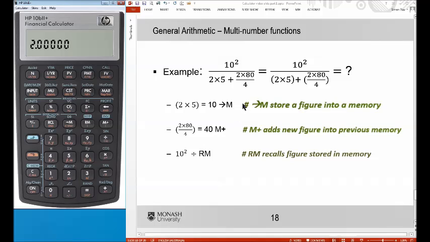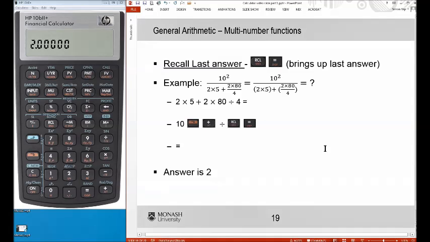And please also note that the denominator can actually be computed in one go for the same reason, because the calculator is set to be in algebraic mode. If you are in chain mode, you cannot solve the denominator in one go. I have shown you the way to compute multi-number functions using parentheses and memory usage.